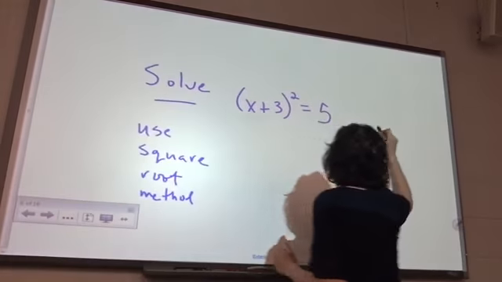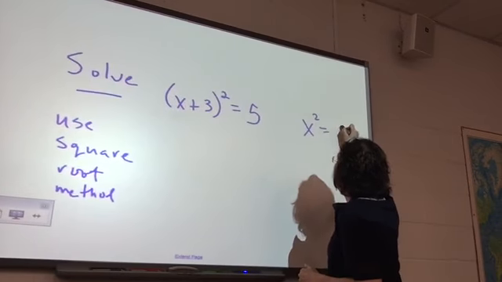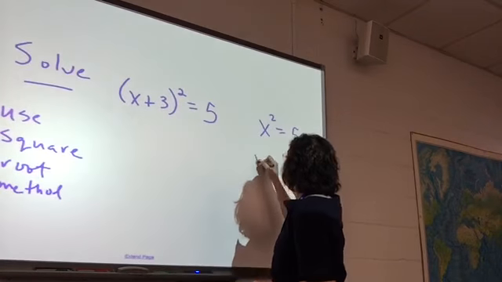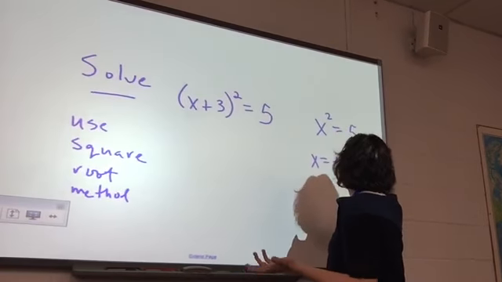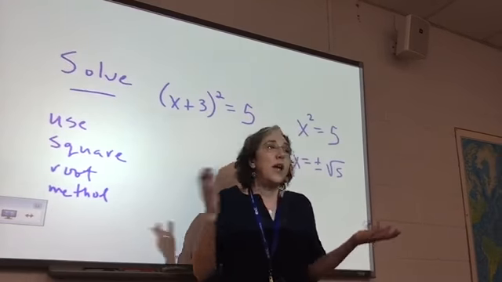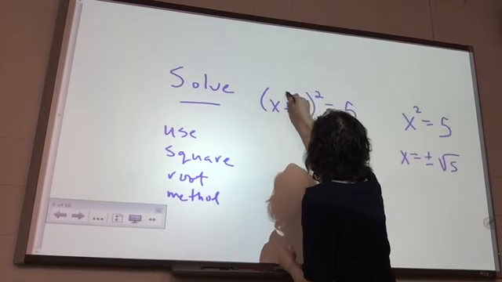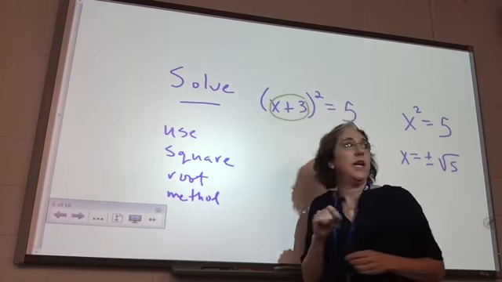So how does the square root method work? Well, let's do a simpler problem. We just did one like this. If you had x squared equals 5, x is plus or minus the square root of 5, right? Okay, basically the same thing. It's just that this is not a plain x. It's an x plus 3.